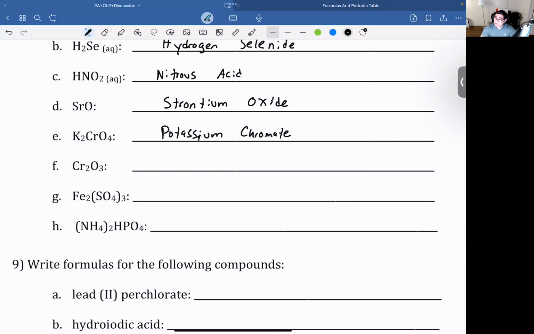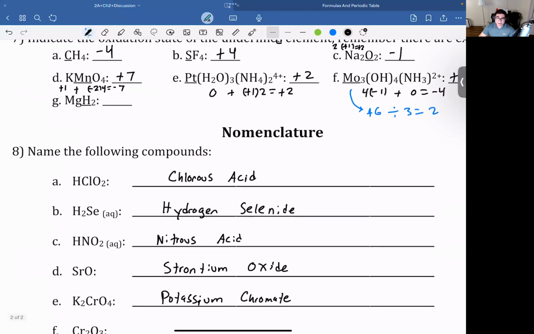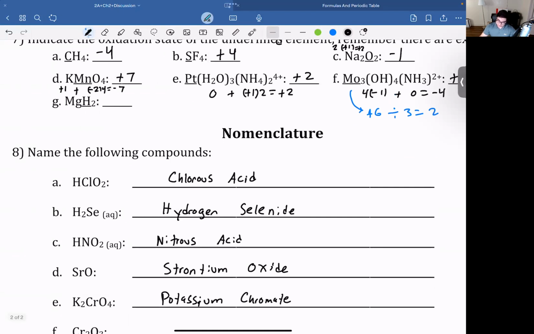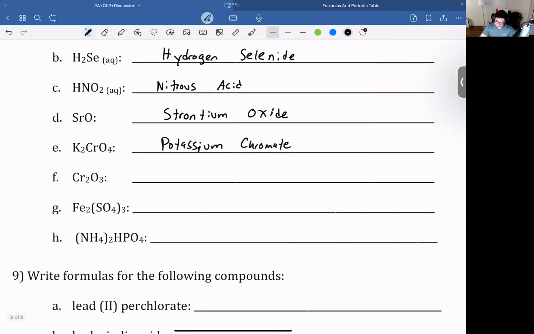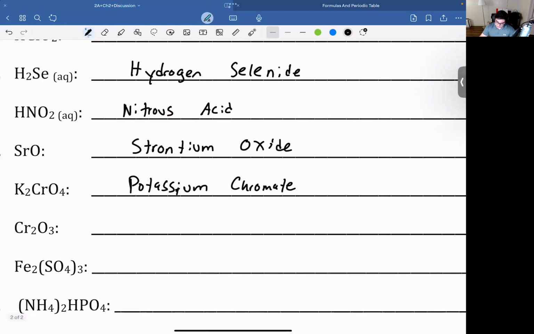So how do you figure that out? Well, you can look above, go back. Oh, I missed one. I missed G. Sorry. So we'll finish F and then we'll go back to G. So you can look above for how to do that, and then we'll go back to G.